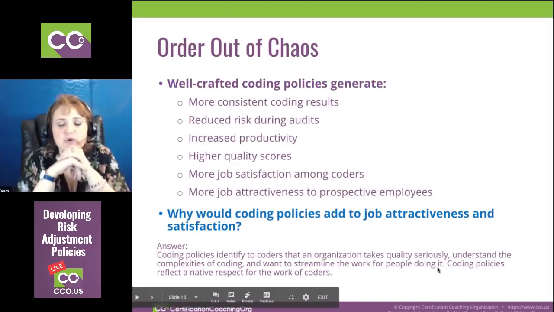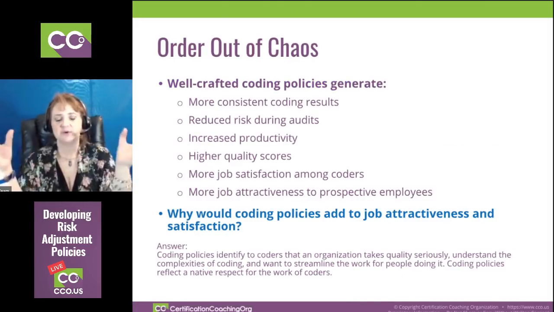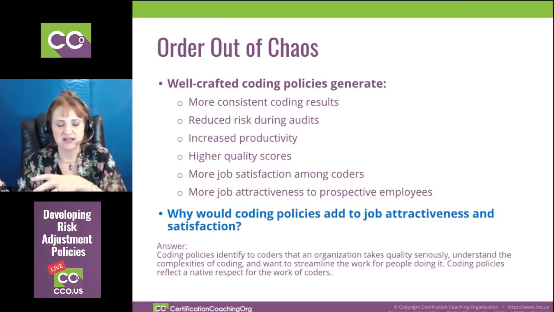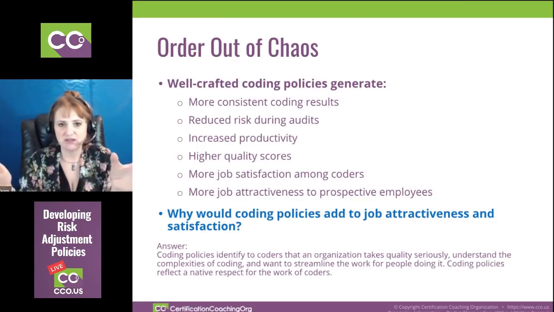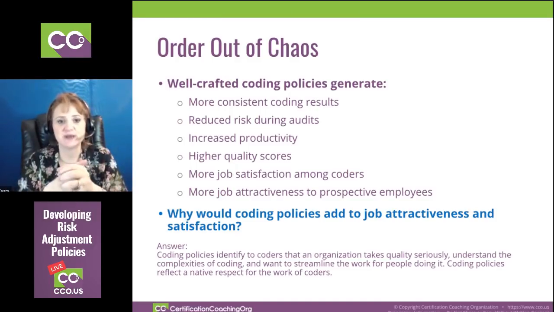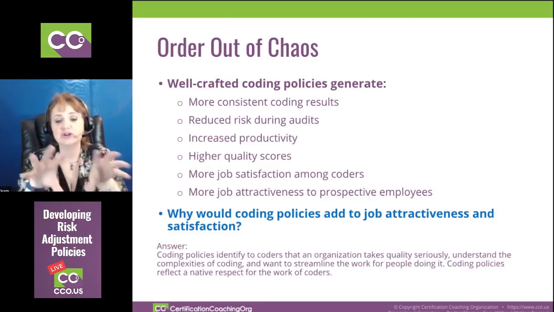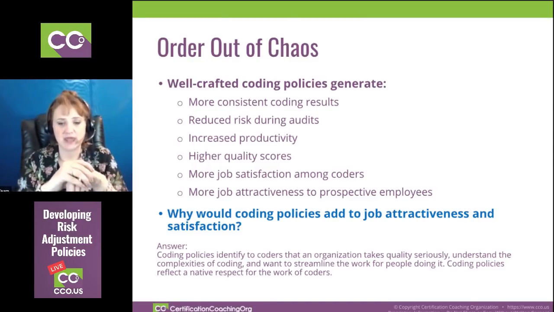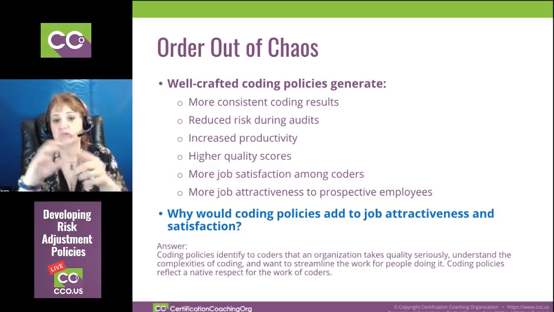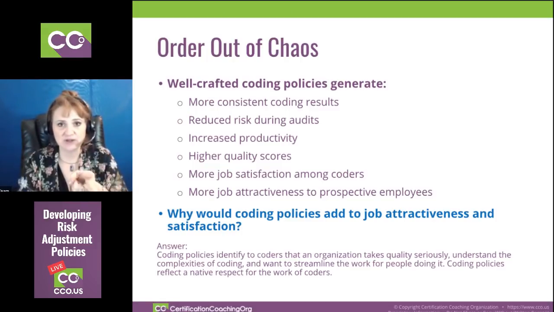Ultimately, what are we trying to do? It's very simple. We want order out of chaos. We don't want those ambiguous areas slowing us down and not getting to the higher specificity. What's going to prevent that from happening is having good coding policies in place. We're going to get better results. Everybody's literally going to be coding the same on the same page. We're not going to have as many problems with auditing because we're consistent.